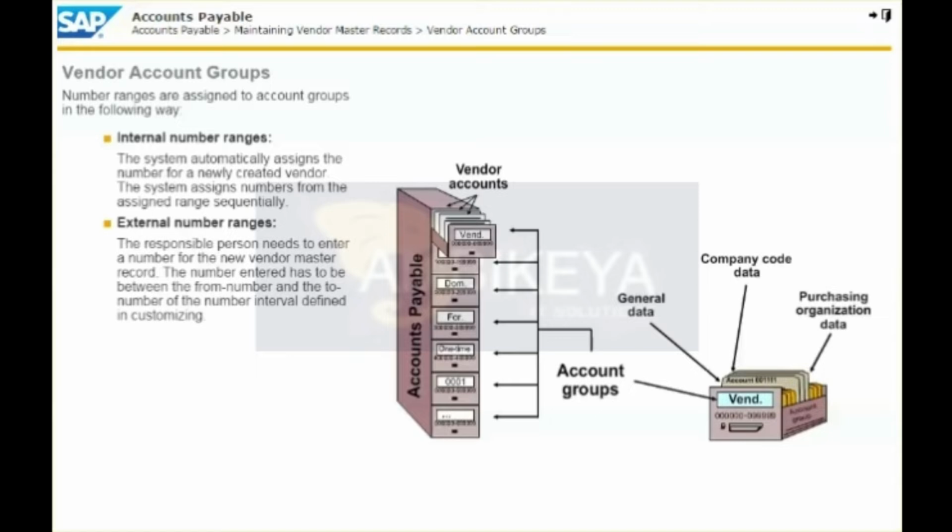Note, the accounts in an account group usually have similar characteristics. For example, you could have one account group for domestic vendors, one for vendors abroad, one for affiliated vendors, and one for one-time vendors.